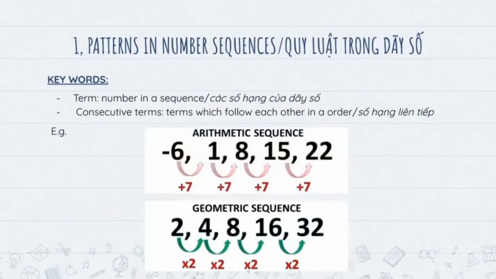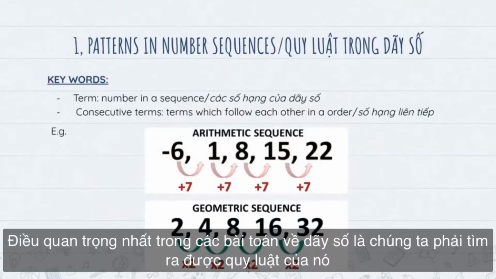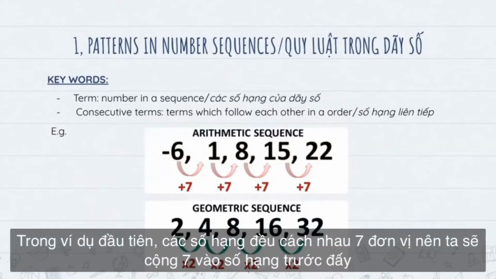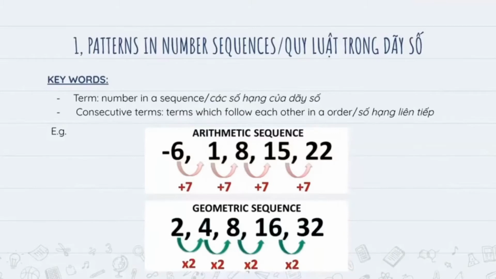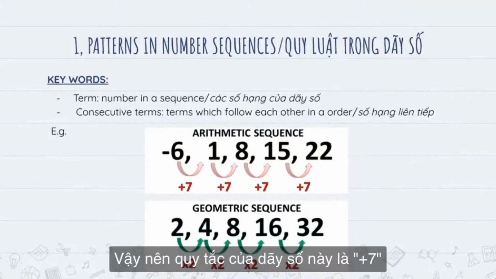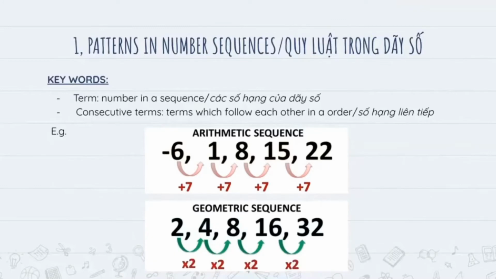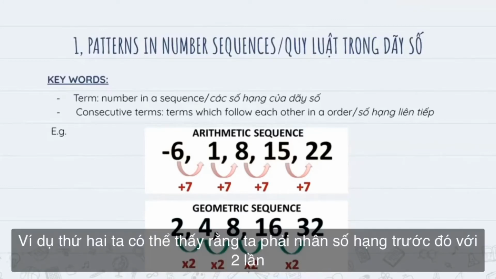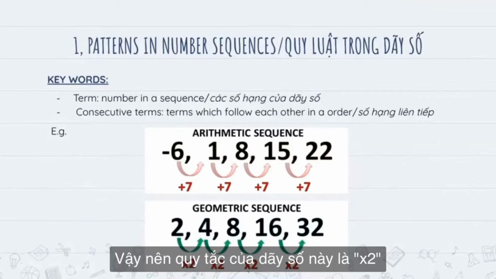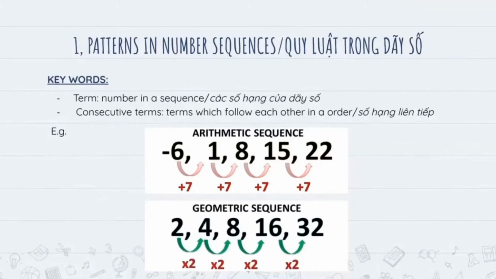The key to number sequences is to find the rule of it. For example, you can see between the consecutive terms here. In example 1, you have to add 7 to the previous term each time. So the term-to-term rule is add 7. In the second example, you have to multiply the previous term by 2 each time. So the term-to-term rule is multiplying by 2.